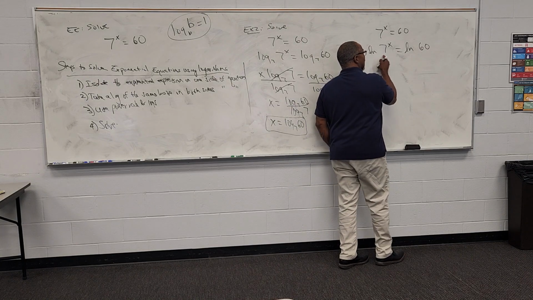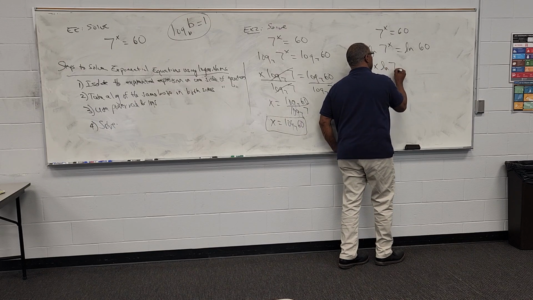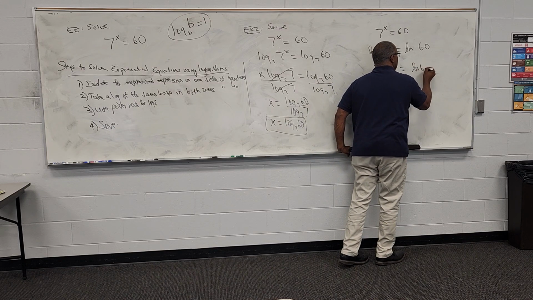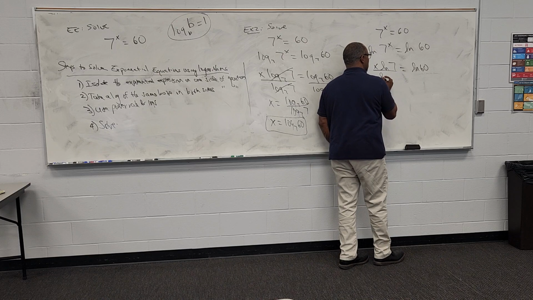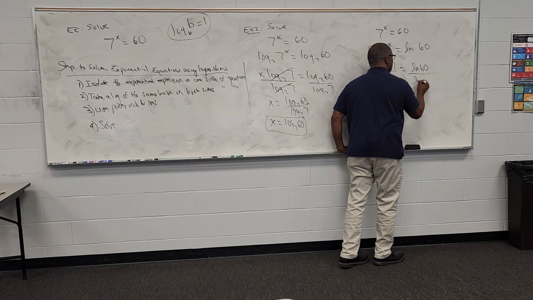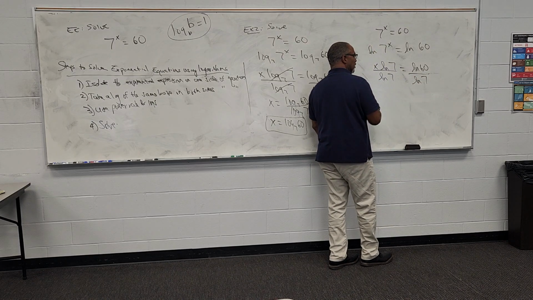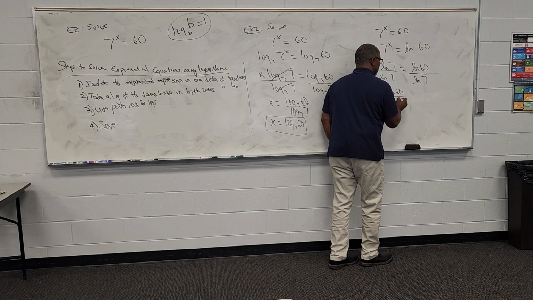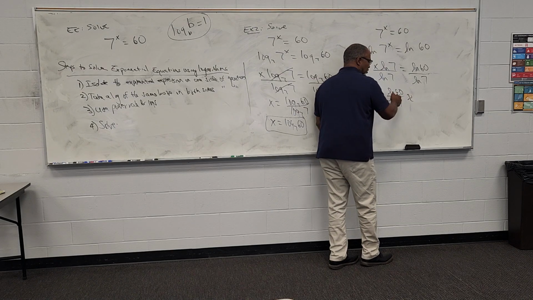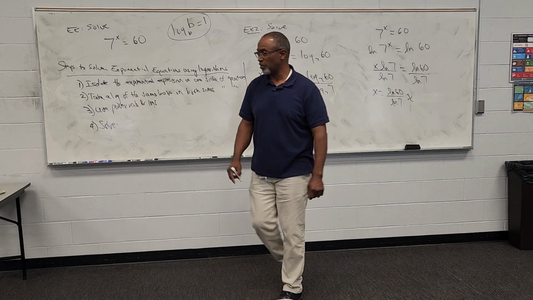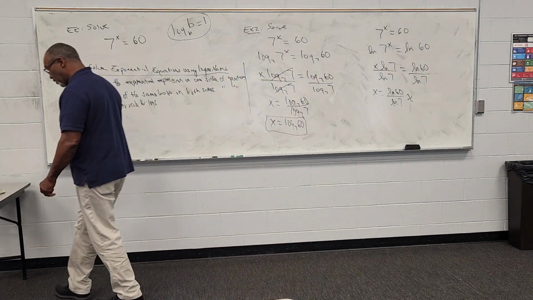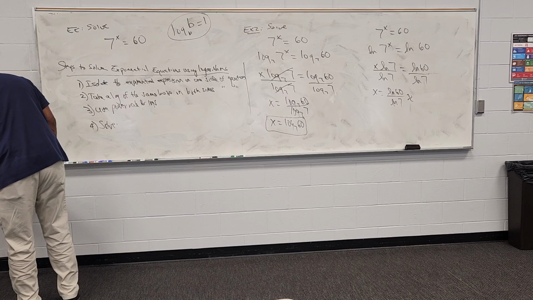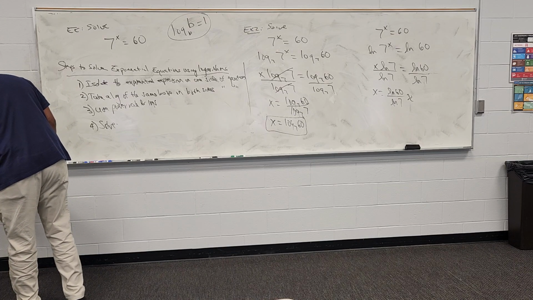So, ln 7 to the x, that power rule for log says this becomes x ln of 7 equals ln of 60. To solve, I divide both sides by ln of 7. So x is ln of 60 over ln of 7. Take your calculator, because you can do the ln of 60 and the ln of 7 on your calculator. If you divide those two, that's going to give you 2.1071.